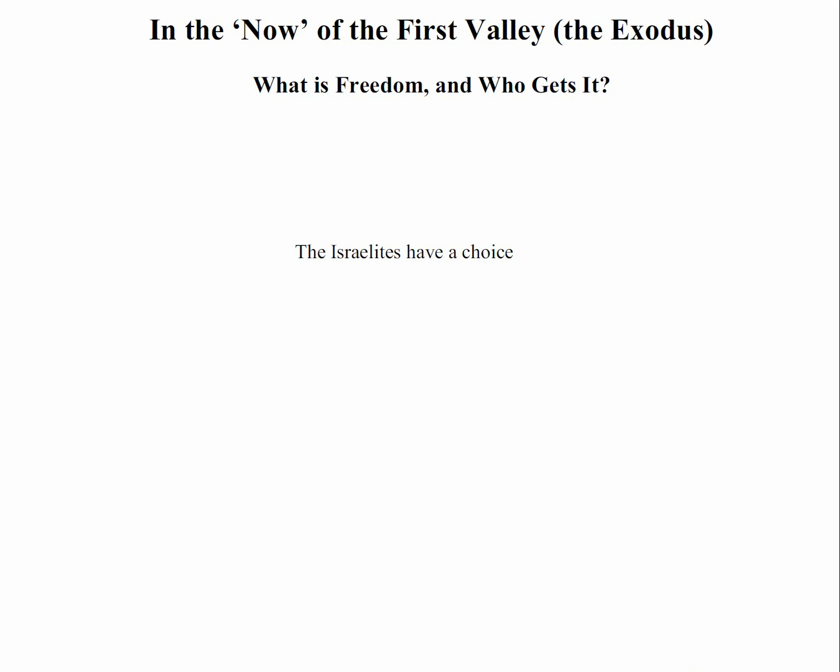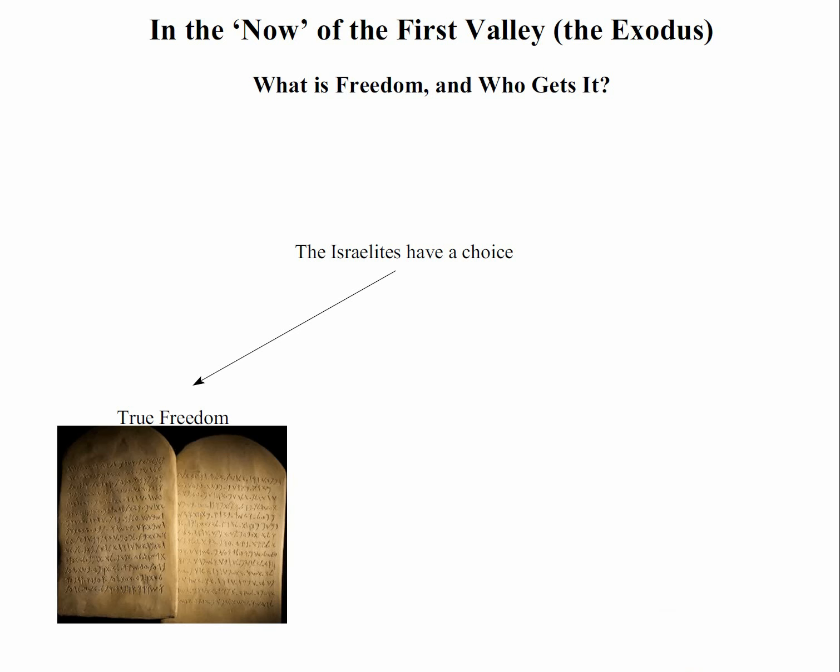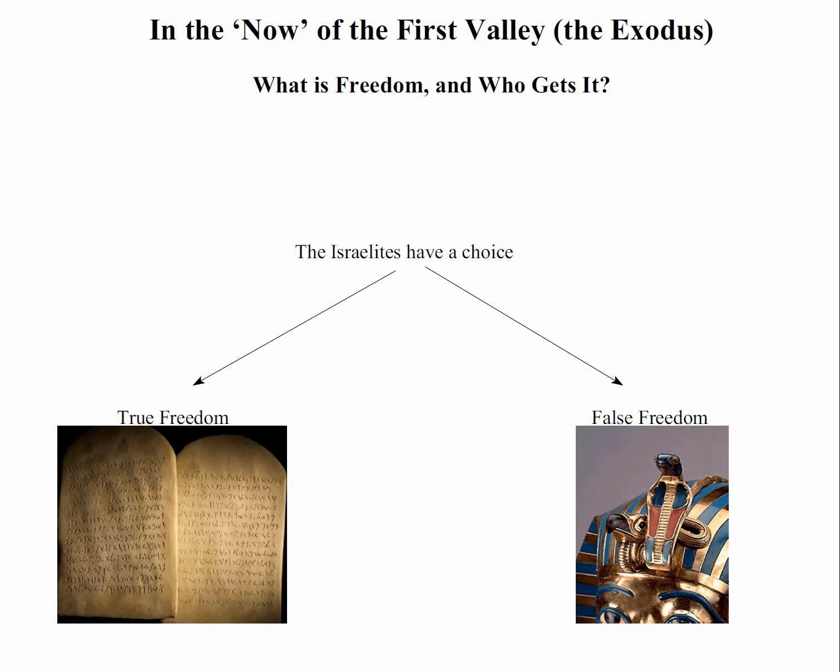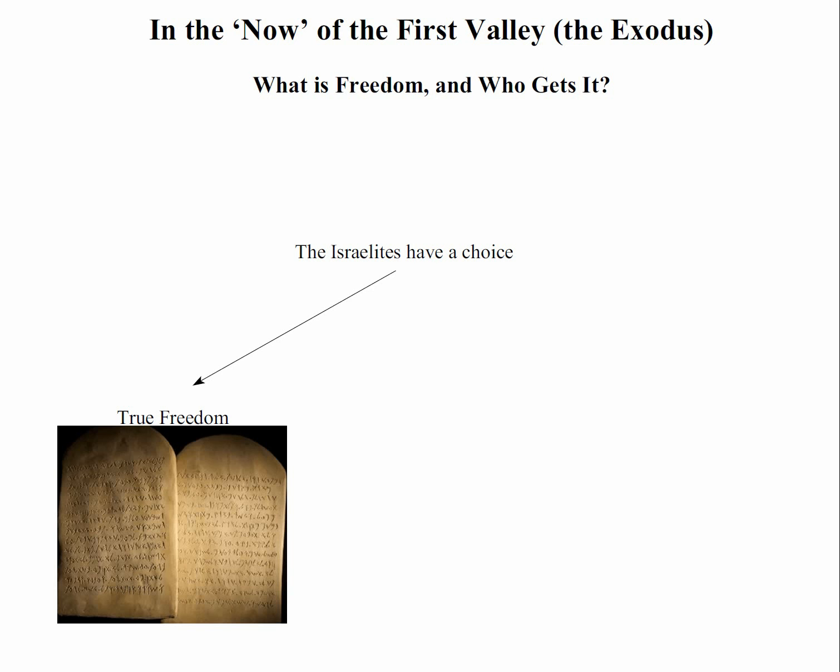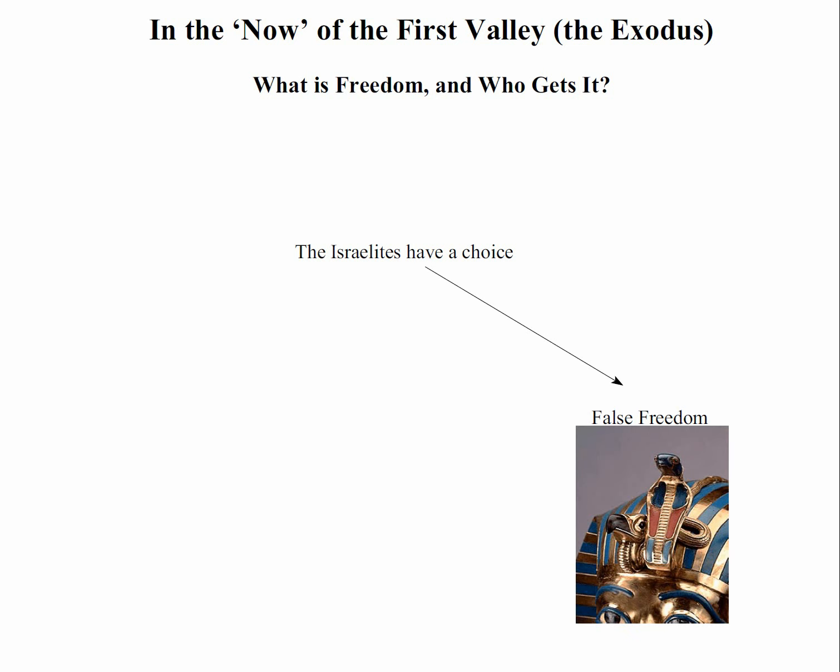So the parable of Eden, as understood in the now of the Exodus, presents the Israelites with a choice. They can choose to have the true freedom that is made possible by the law, or they can choose the false freedom of the pharaohs, a freedom that grasps for power and breaks down relationships. They can have flourishing for all or for only a very few.